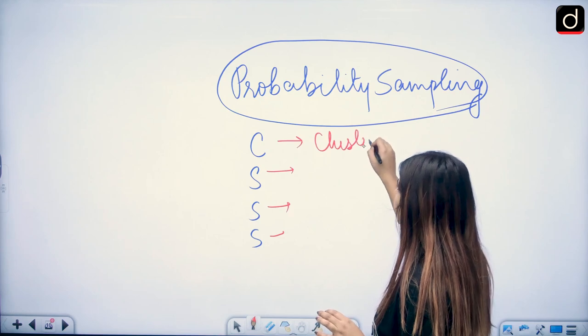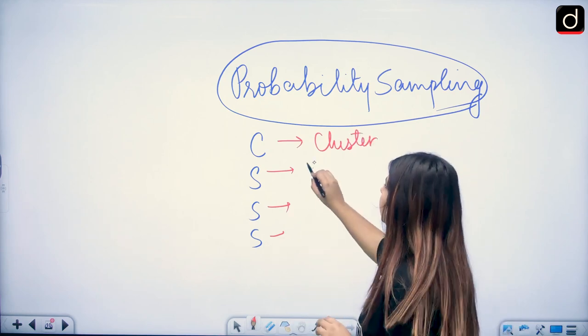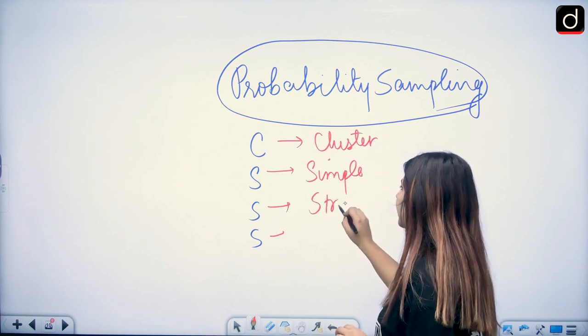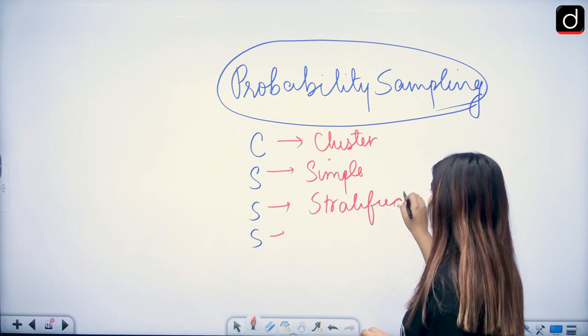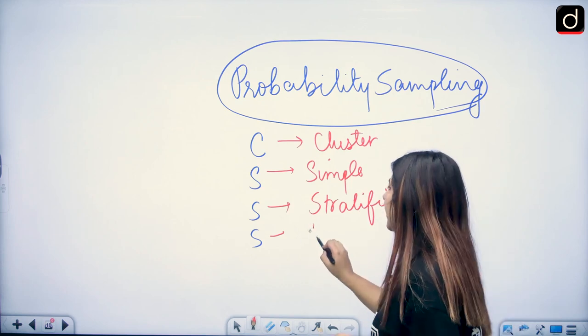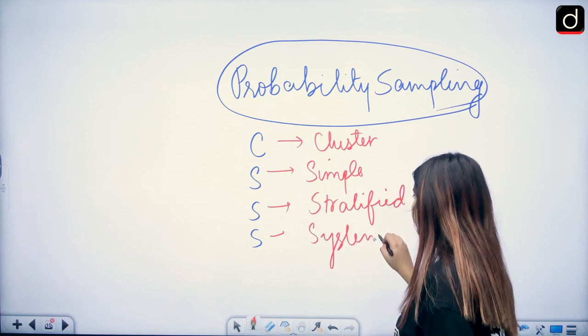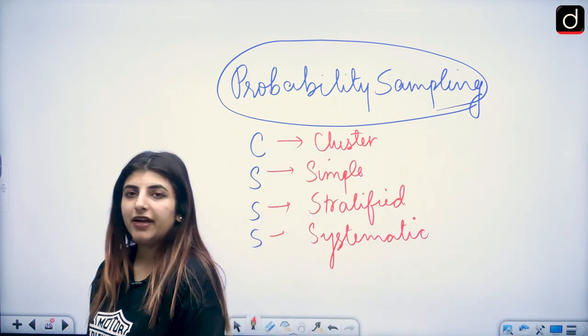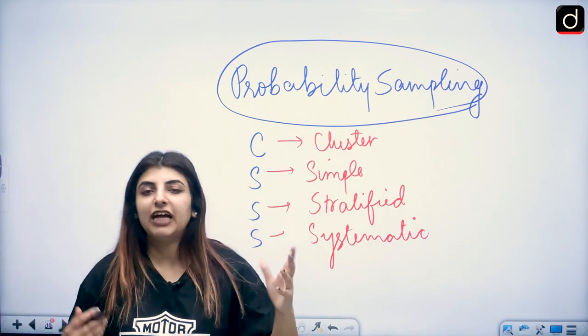Cluster, right? Simple random sampling, stratified sampling, and then we have systematic sampling technique. Correct? C-SSS. Yaad kar sakte ho?